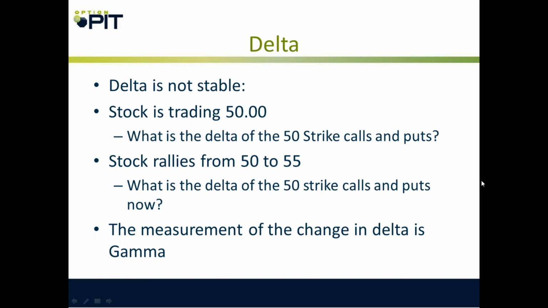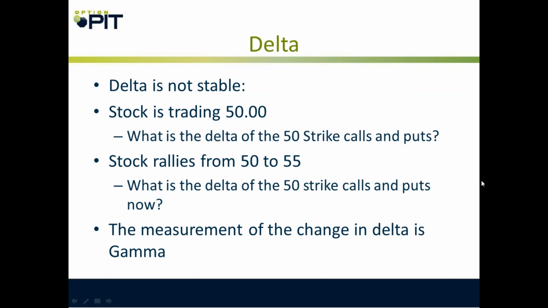No, it's not going to be 1. It's not going to be this at 1 minute to expiration. Let's put it more simply: what's going to happen to the delta of the 50 call? Is it going to go up or down? Yeah, it's going to go up. And what's going to happen to the put? It's going to go down.